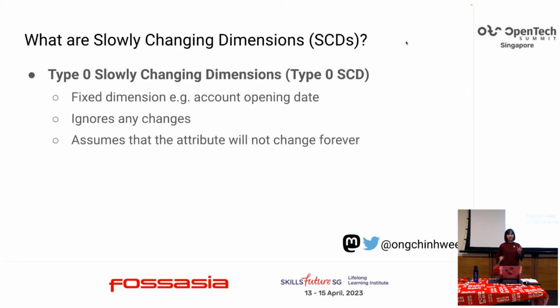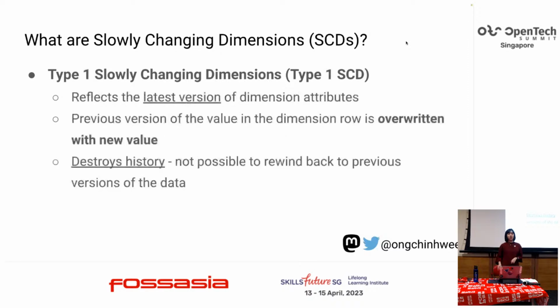Type 1, on the other hand, reflects the latest version of dimension attributes. What happens is that when you have a new record and you realize that this new record is actually related to something that's existing, the previous version of that value is overwritten with the new value. So great, we have updated the changes, but in this case, you have destroyed history, because what if it is an erroneous update? It's not possible for you to rewind back to the previous version of the data, so that's lost.